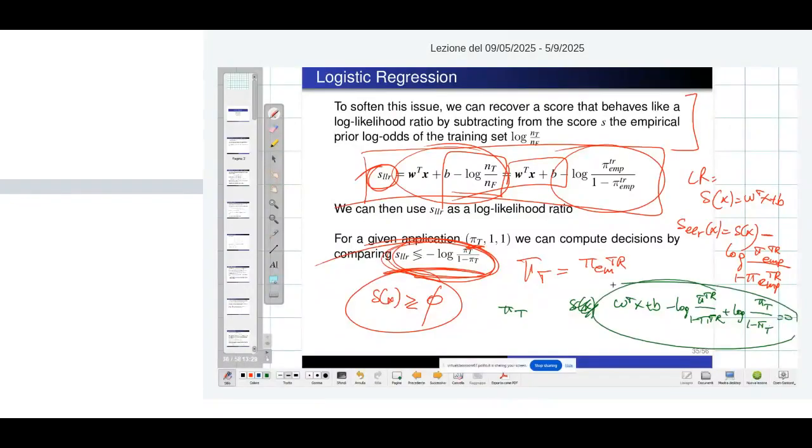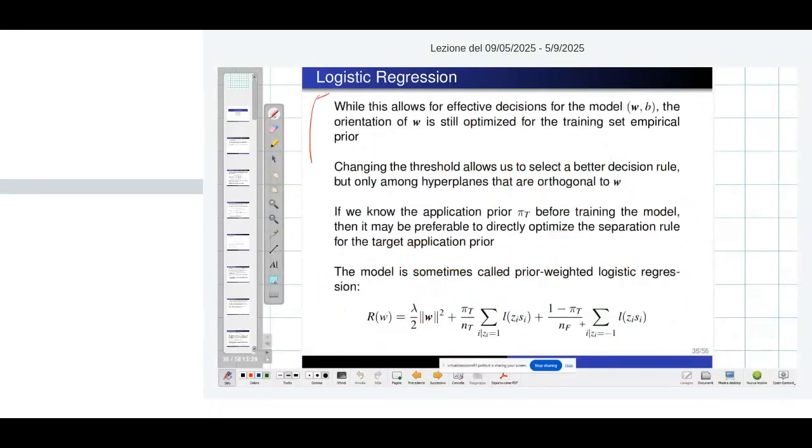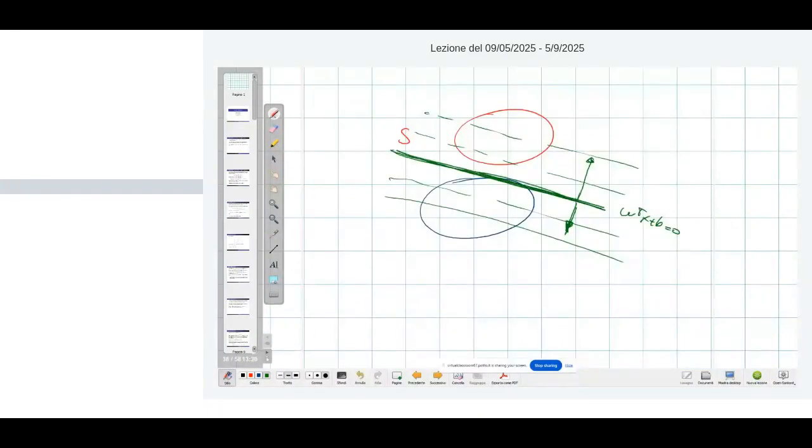This will be the equation of the decision boundary for application pi t, which means essentially that I take my original hyperplane and shift it by this amount. So if the logistic regression model for the training set prior gave me this solution, modifying the model for different applications will mean that I will simply shift my hyperplane. This is similar to what we saw with the tied Gaussian model, where changing the threshold would change just the position of the plane. I would still have solutions that are orthogonal to this plane.